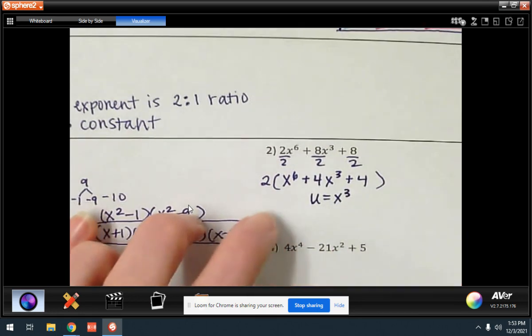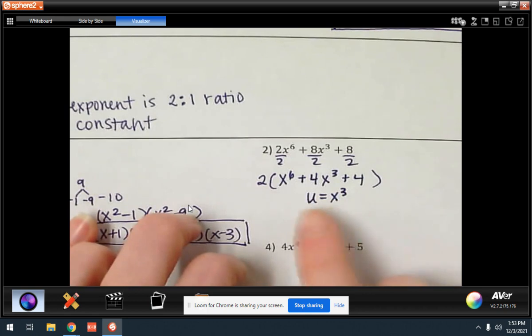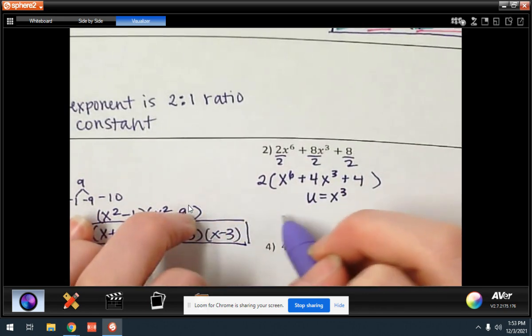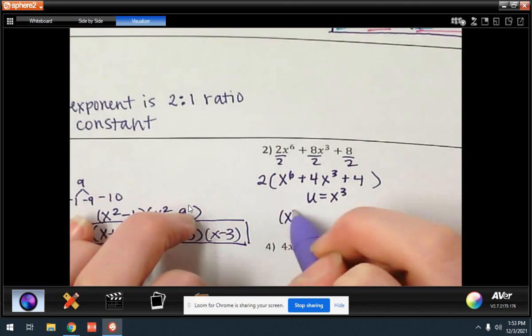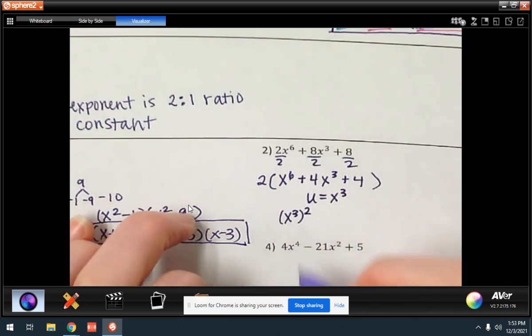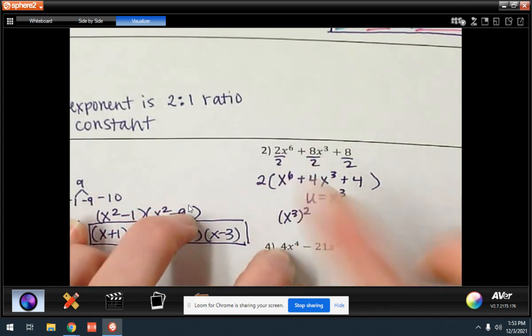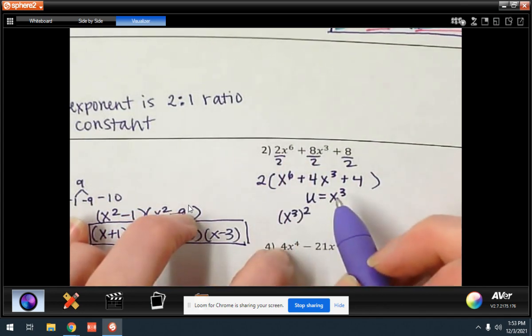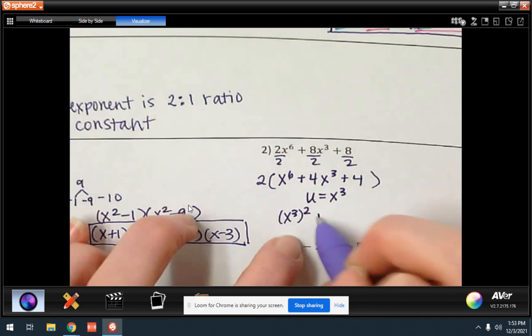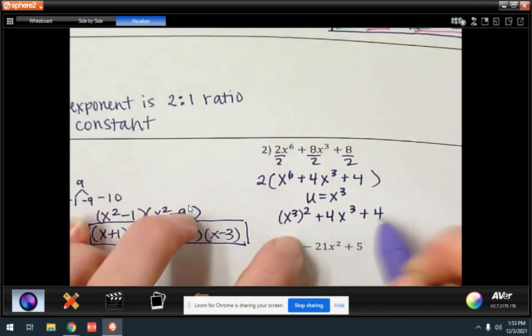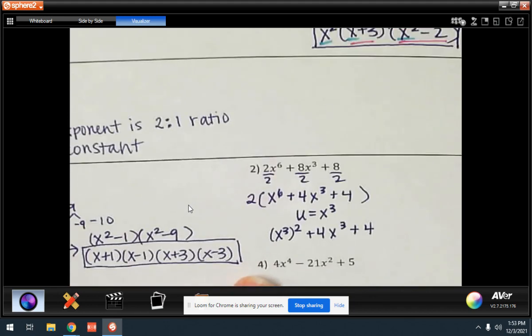X cubed. Okay, that way we have a 4u sitting right there. And so x to the 6 is the same as x to the 3rd squared. Remember, you multiply those exponents together, that would get you right back to the x to the 6. That's why we need that 2-to-1 ratio. And you don't even have to write this step. You can immediately go to u. I just want to do this for your notes.